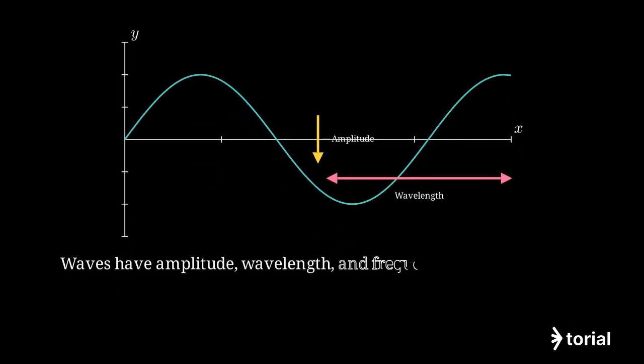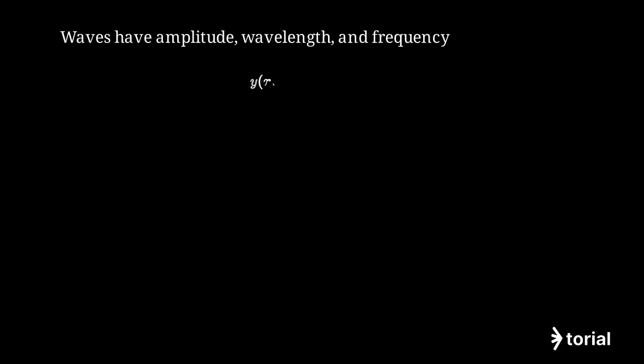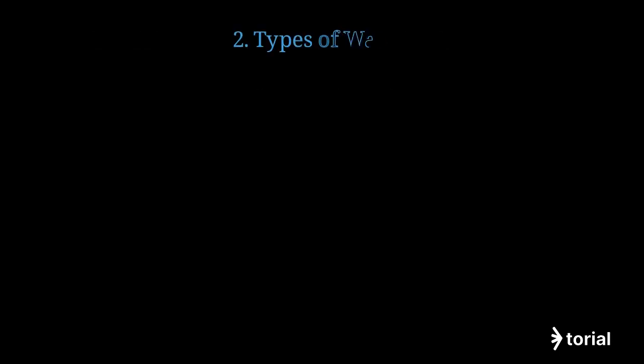Every wave has three main properties: amplitude, which is its height, wavelength, which is the distance between peaks, and frequency, which is how fast it oscillates. We can describe a simple wave mathematically as y equals A sine of kx minus omega t, where A is amplitude.